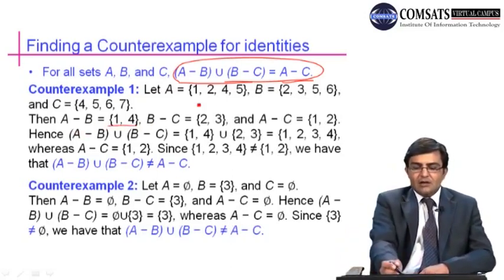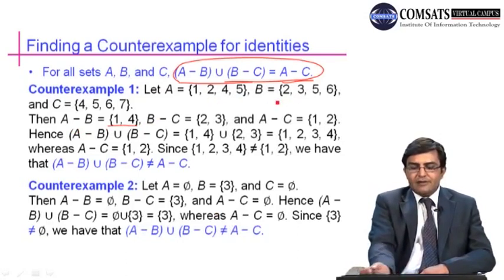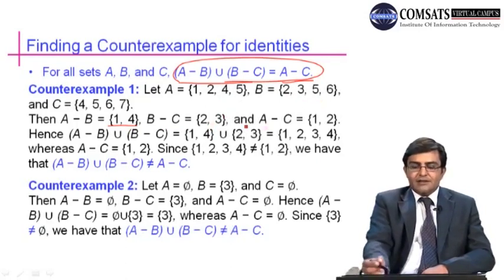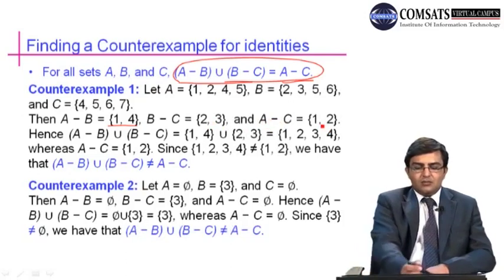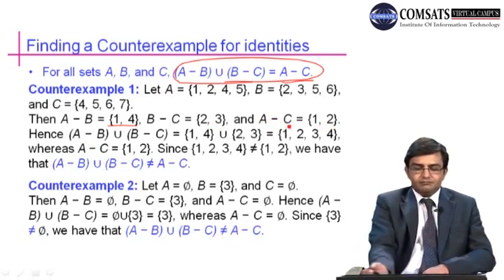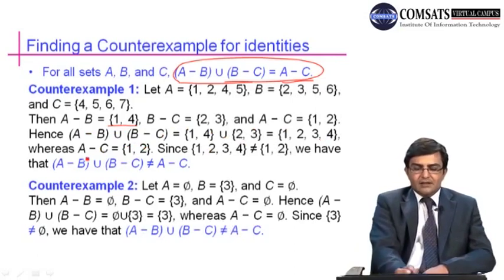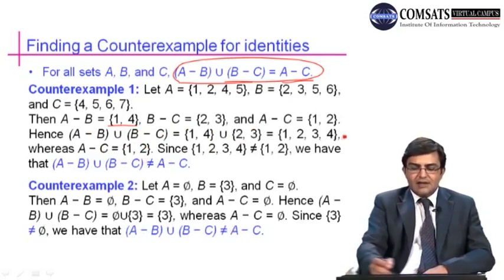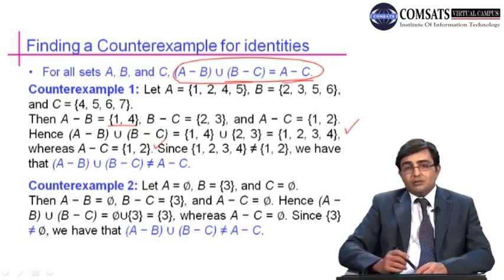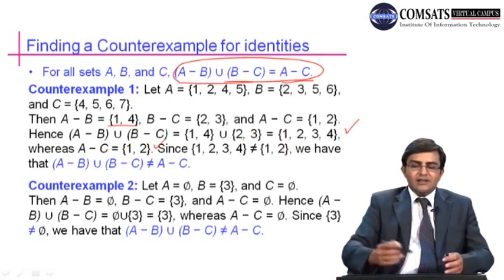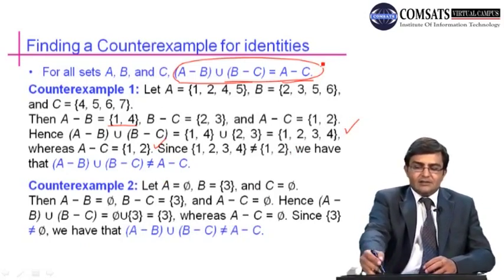A minus B is basically, we subtract 2, we subtract 5, so we get 1 and 4. We calculate B minus C, so we subtract 5 and 6, we get 2, 3. We calculate A minus C, which is 1, 2. So we take the union of A minus B and B minus C. The union of this is 1, 2, 3, 4. Now A minus C is 1, 2. So whether this set and this set are equal? No, these two sets are not equal. So in general, this identity is not true.